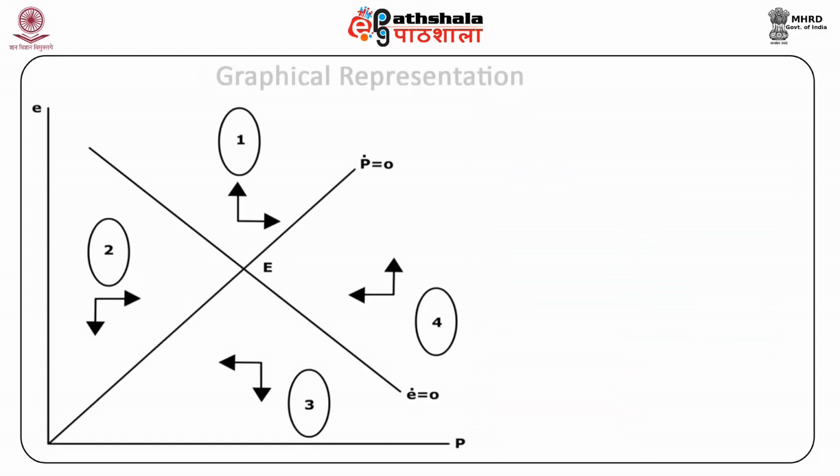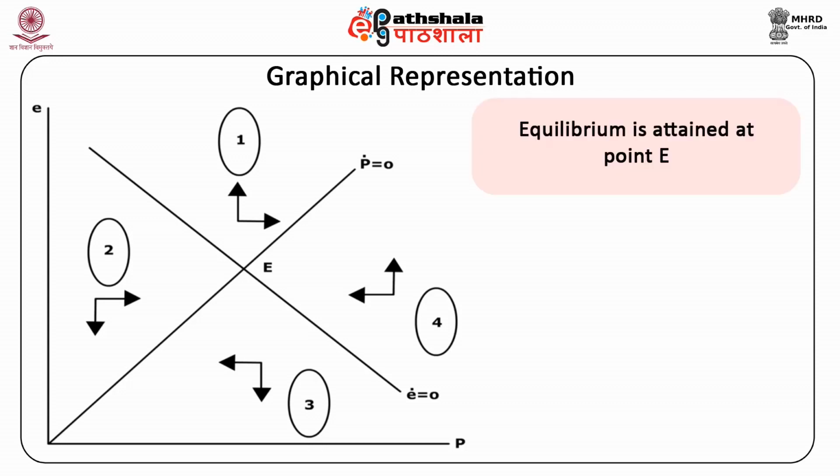Combining the earlier two figures into one graph, or in other words plotting equations E and F in one graph, will give us the following phase plane diagram. Equilibrium is attained at point E. Arrows show how the economy will move if it is away from the equilibrium.